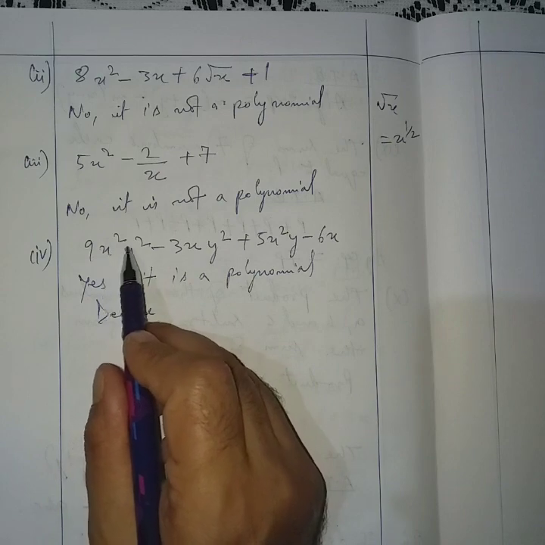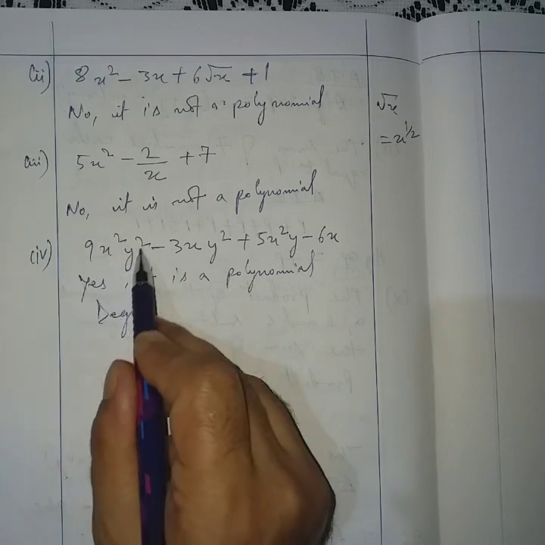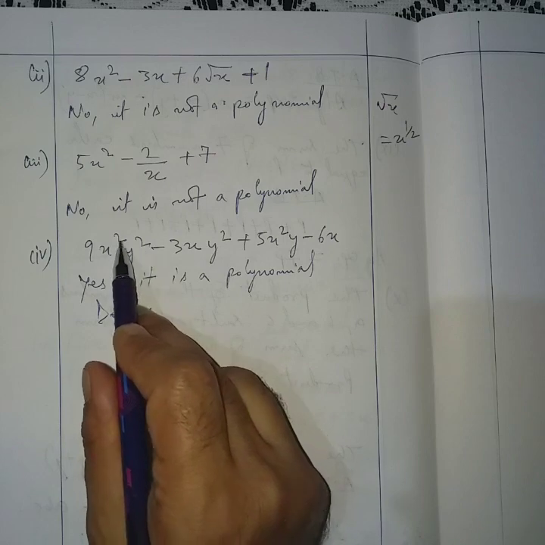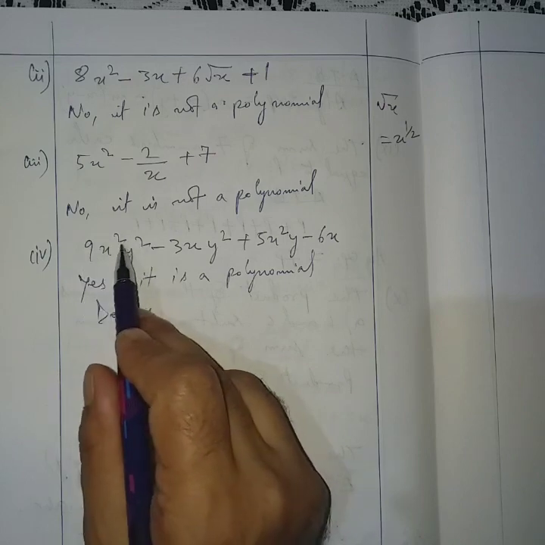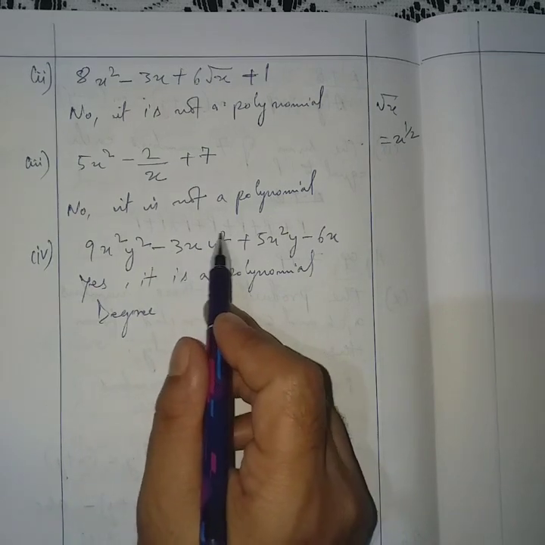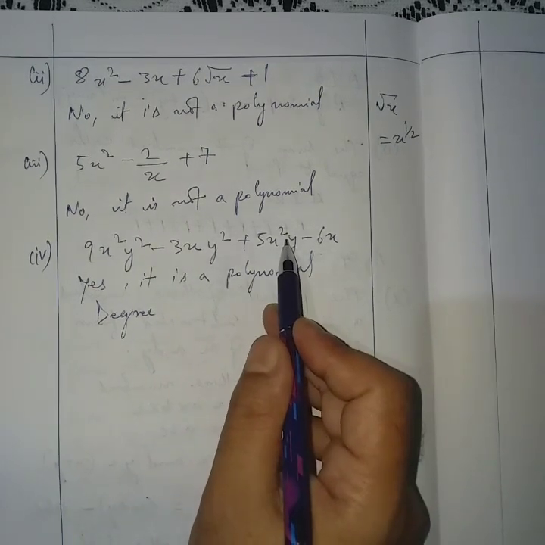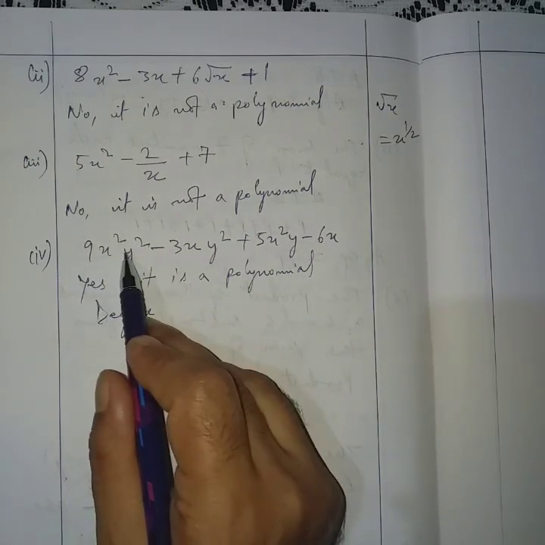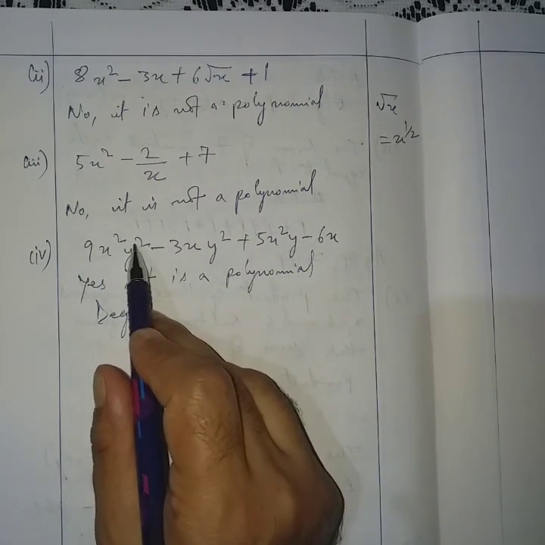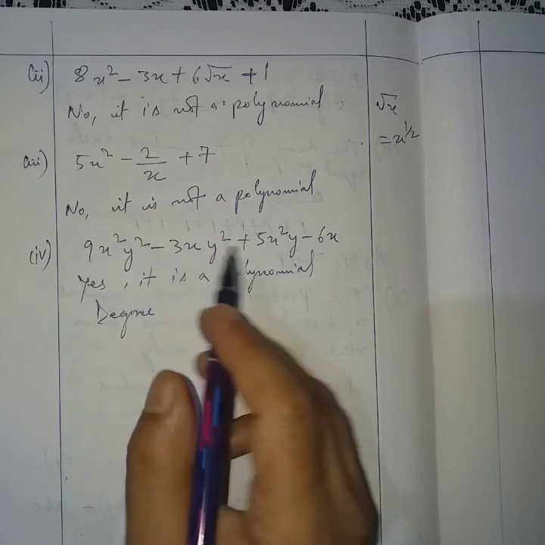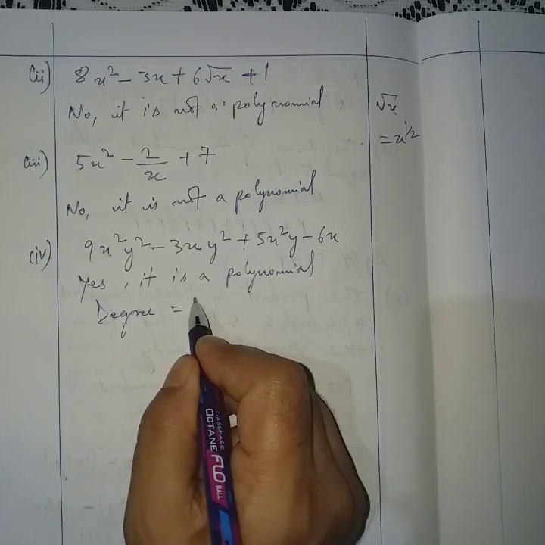Here the power is square. This is a single term. Here also the power is square. So together the power of this term is 2 plus 2 is 4. Here 1 plus 2 is 3. Here the power of this one is 2 plus 1 is 3. Here 1. So the highest power is in this term, that is 4. We can add here to see the degree, 2 plus 2 is 4. So therefore the degree is 4 here.